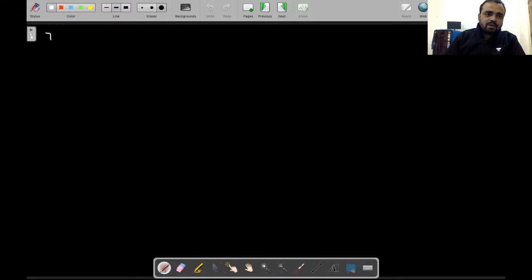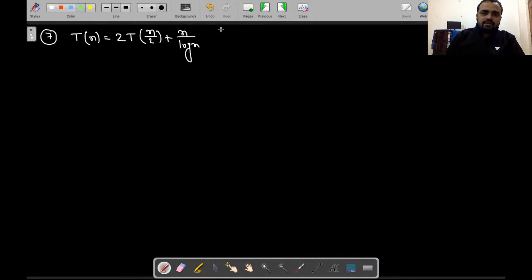See, the seventh problem is given as T of n is equal to 2T of n by 2 plus n by log of n. Can we apply the master theorem over here? The question is, can we apply the master theorem here?